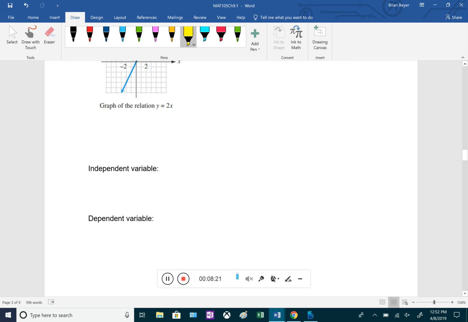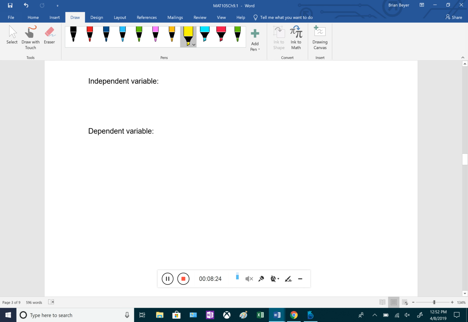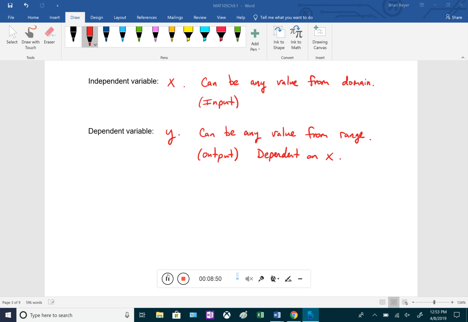Okay, so when we have an equation, we get two variables. We have the x and the y. The independent variable is the x, and this can take on any value from the domain. We can think of this as the input value. Then we have the dependent variable, which we call y. The y values can be any value from the range, and we can think of these as the output values of the equation. However, it is dependent on what x is, hence the name dependent variable. The output depends on the input.